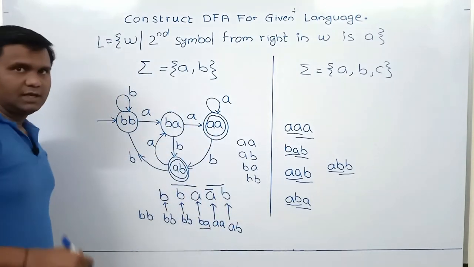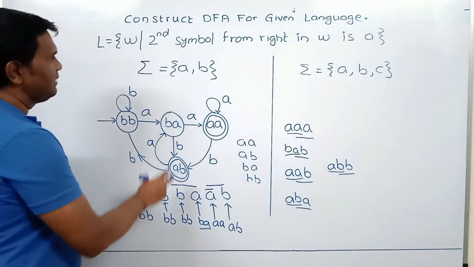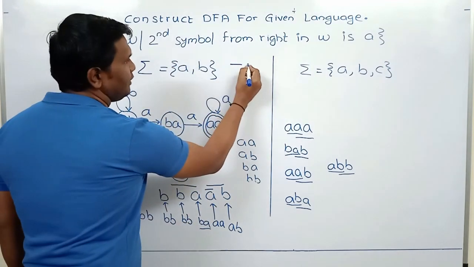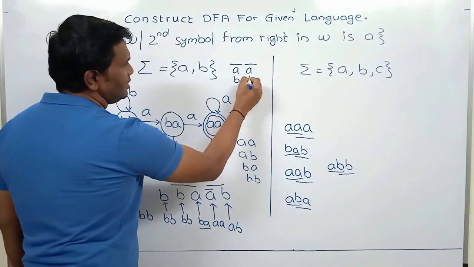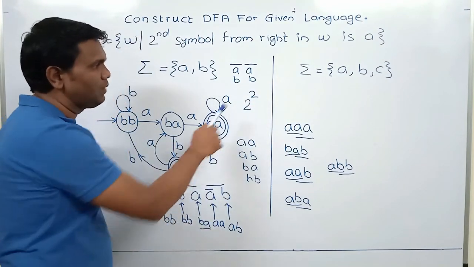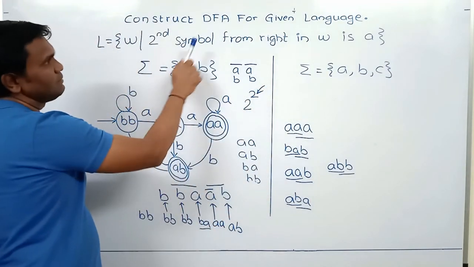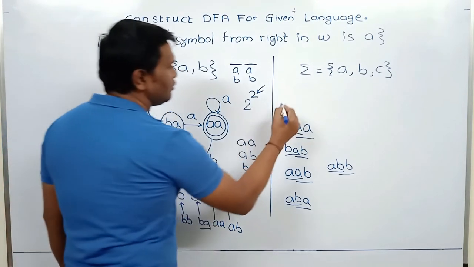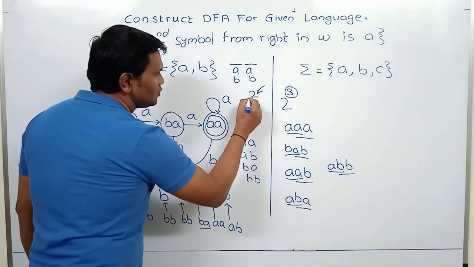Now let's take a look at the number of states and the number of final states. So here, the condition is the second symbol from right should be A. So we have to keep track of two symbols. At each position, we have two options. So we have a total of 2 power 2 possibilities. This 2 is related to the second symbol from right. If we have to consider the third symbol from right, we need to consider 2 power 3 states. What about these 2?